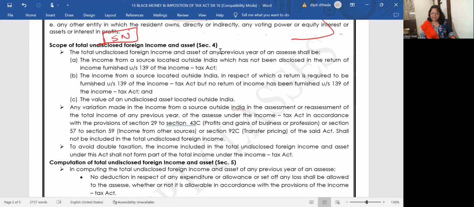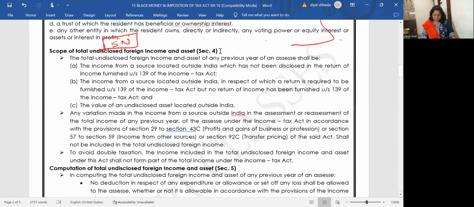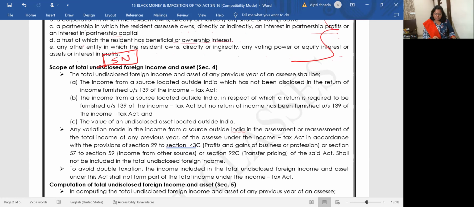Computation of assets we can do, and foreign income is the routine. How you compute your income. Okay, scope of the total undisclosed foreign income and asset. How will you decide whether this is your foreign income and undisclosed income? The total undisclosed foreign income and asset of the previous year shall be income from a source located outside India, which has not been disclosed in the return of income.